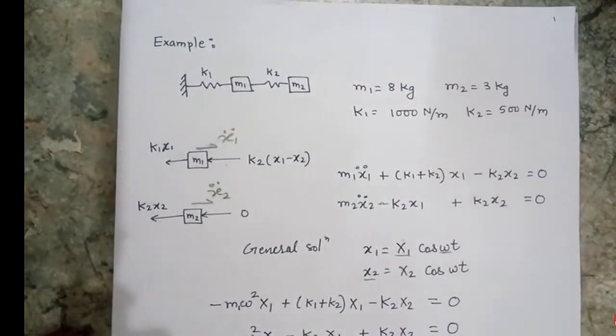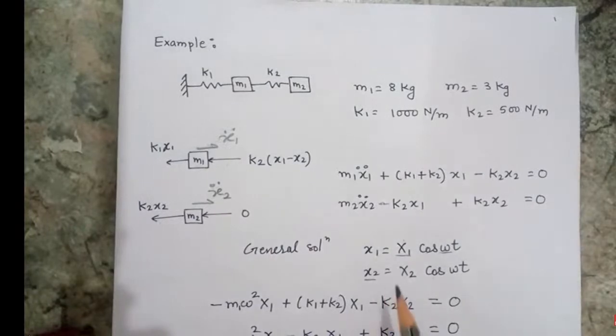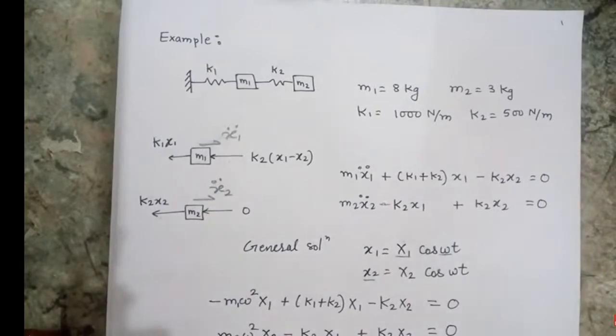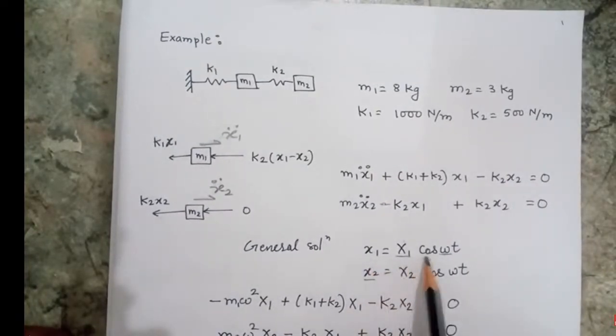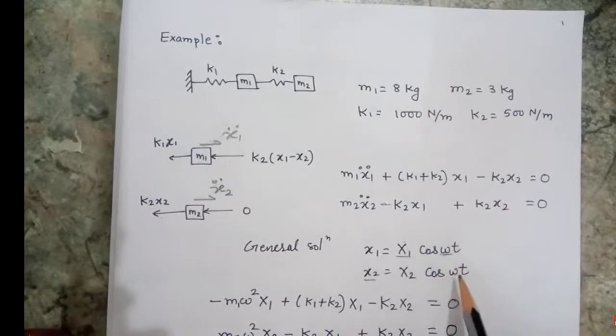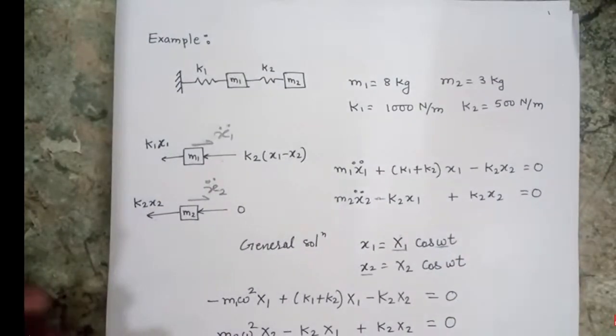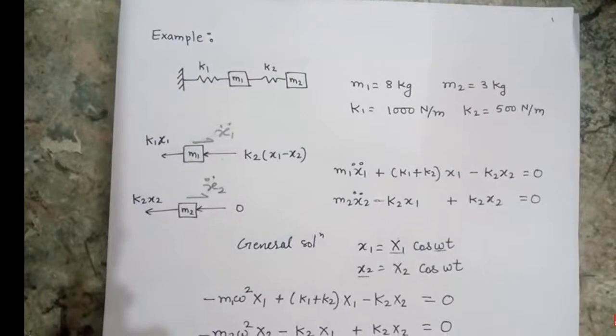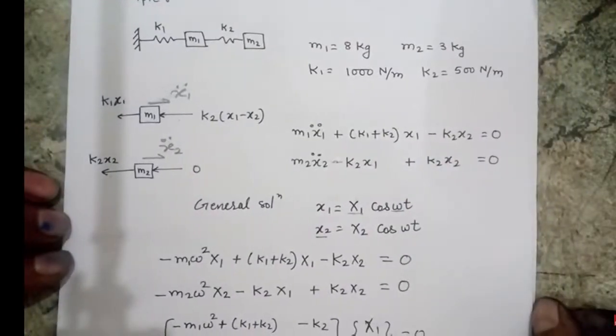Now to move further, I have to use a generalized solution for the two displacements, and here I have considered a harmonic solution for both masses. For the first mass it is x1 cos omega t, for the second mass x2 cos omega t. x1 and x2 are two constants, indicating the magnitude of the vibration. Omega represents the frequency of oscillation. Please understand that I have considered the same frequency for both masses.